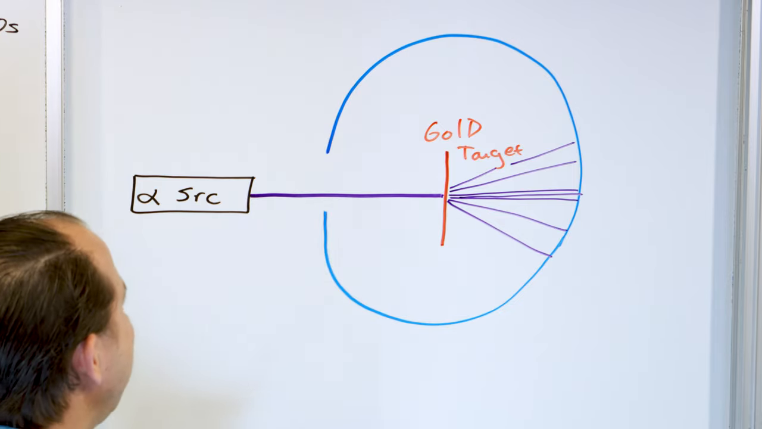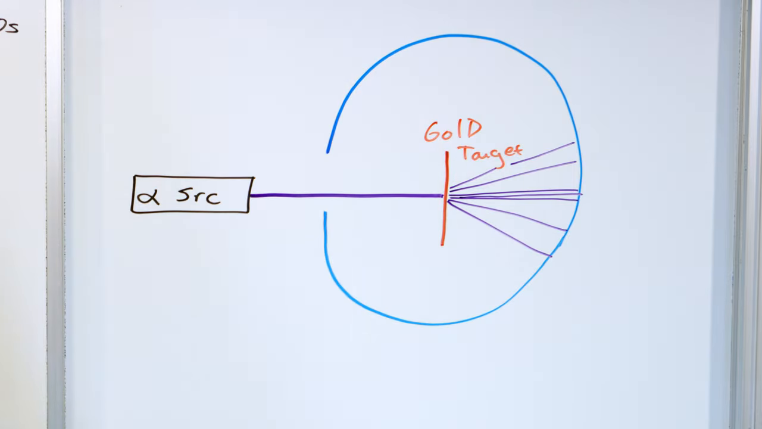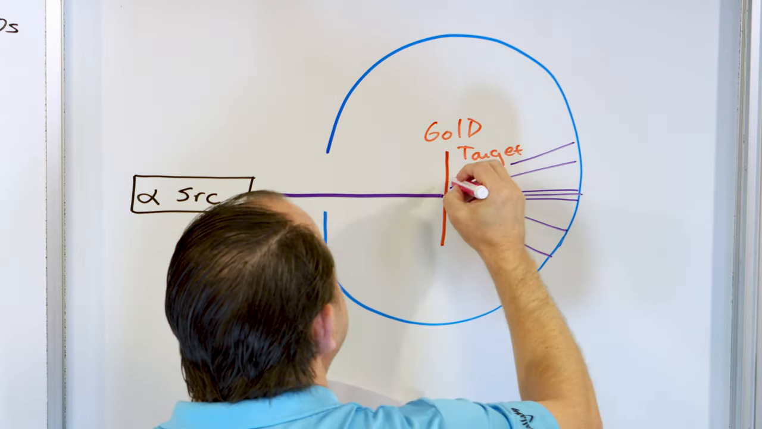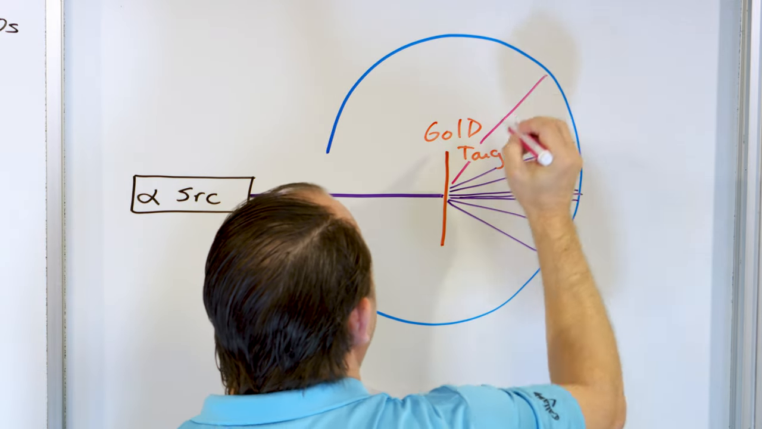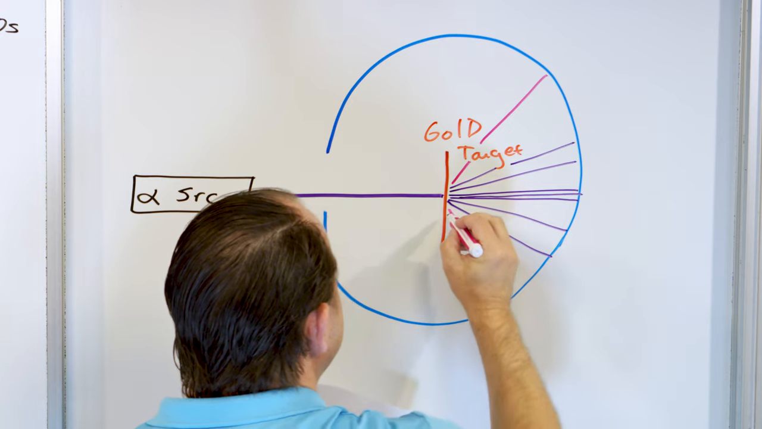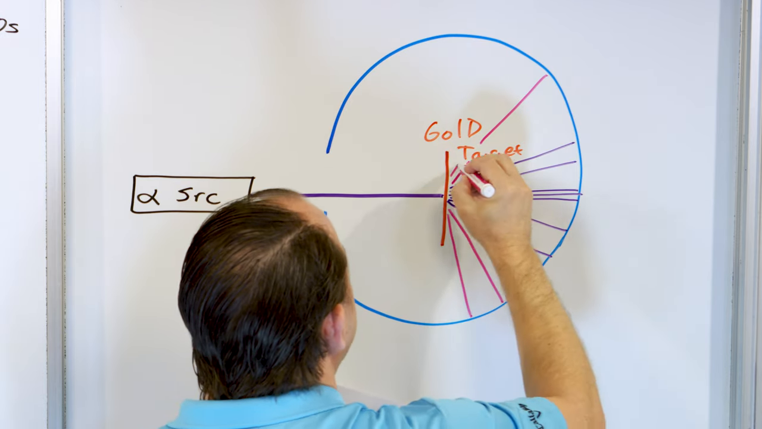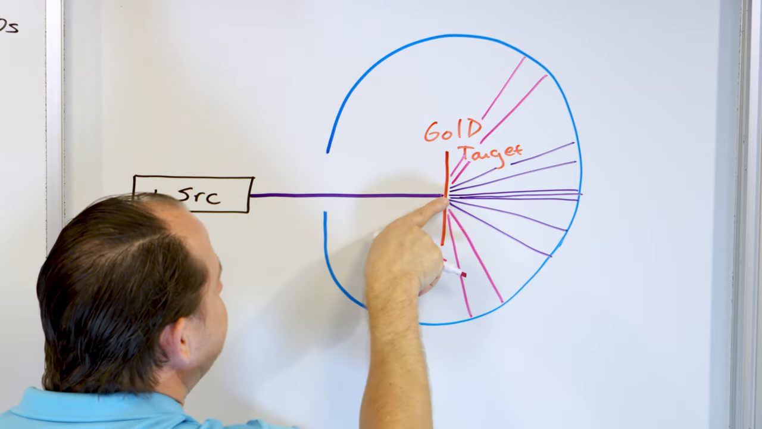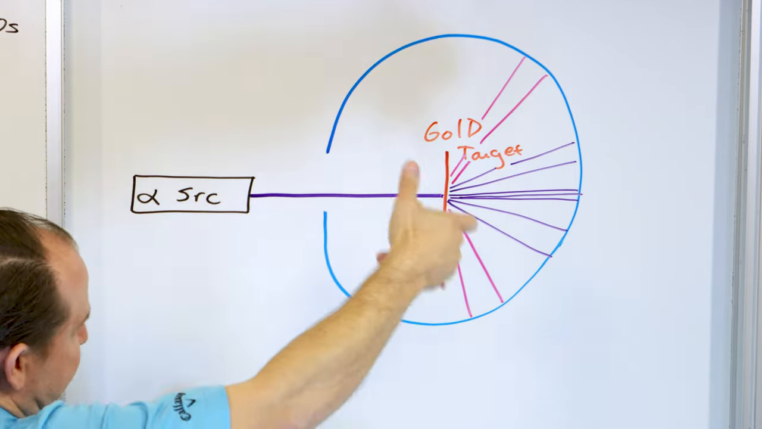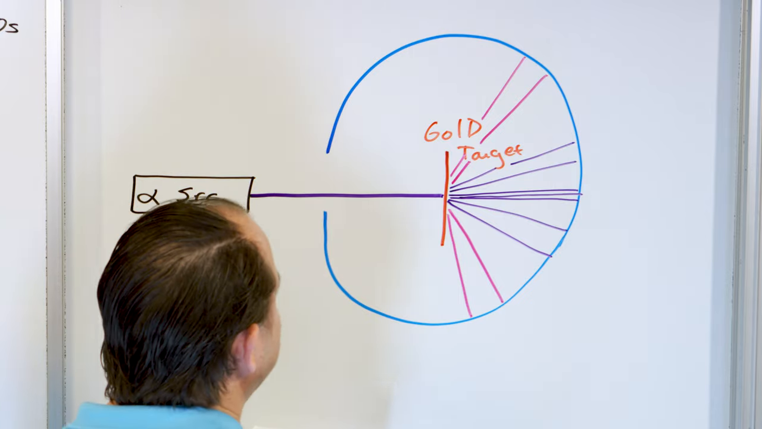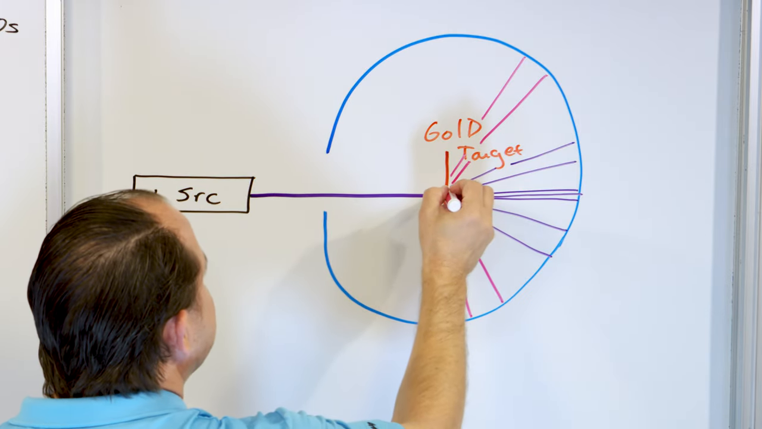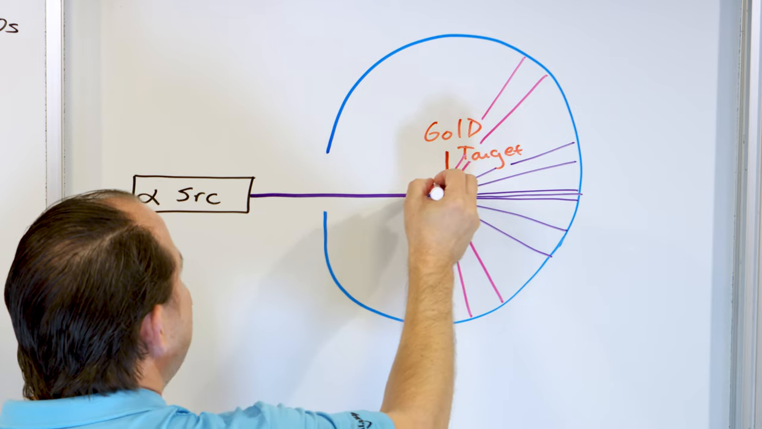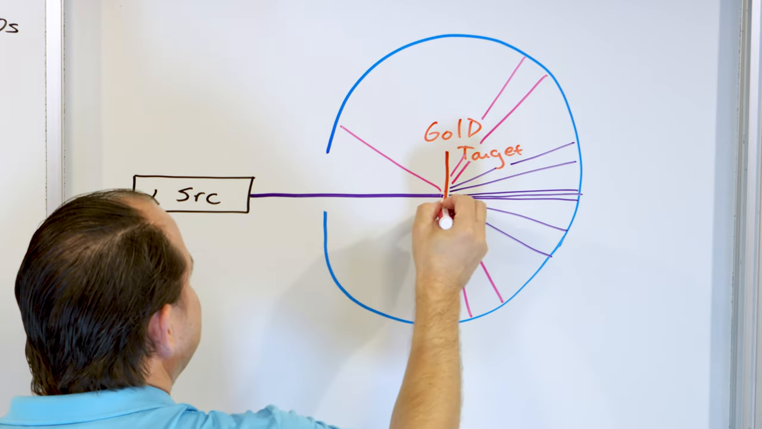But what actually ends up happening is weirder than that, because some of these things get scattered to very wide angles like this. Some of them, not too many of them, but some of them go way out here. You would not expect a very heavy bullet to hit a sheet of paper and bounce up like that if you just shot a bullet at something. But here's the weirdest thing. Some of the bullets, the alpha particles, actually bounce backwards like this.